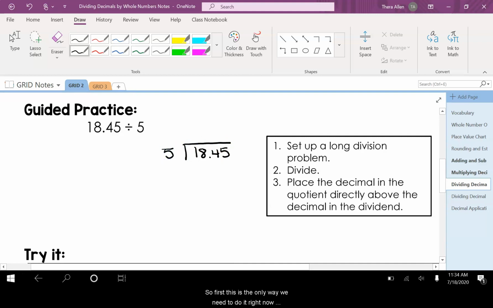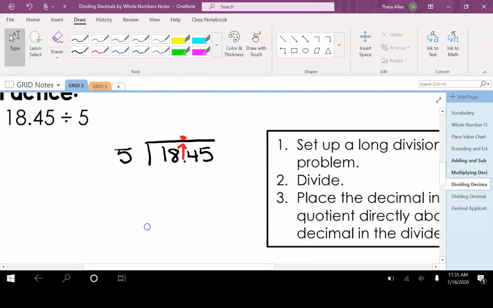So first, this is the only way we need to do it right now. When we're dividing by a whole number, we just go ahead and divide. What I like to do is bring that decimal straight up and put it right there. And then I like to divide. That way I don't forget to do it.